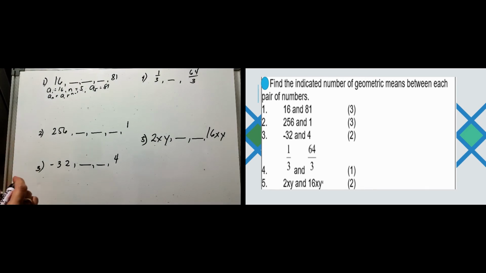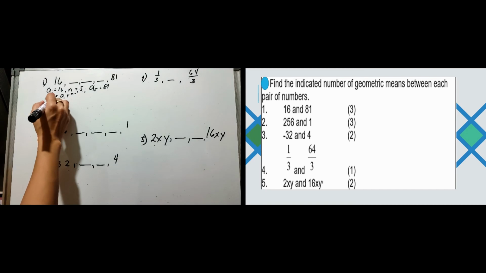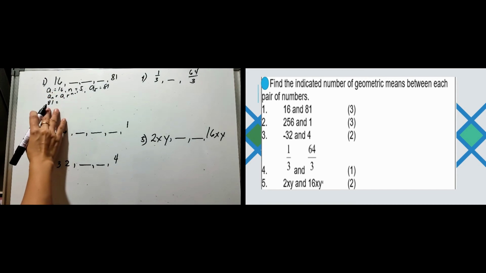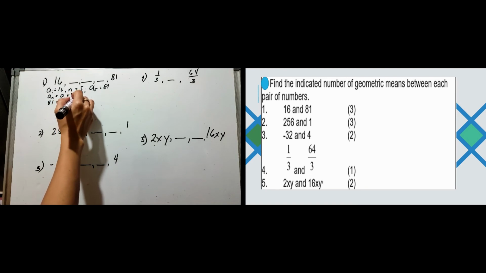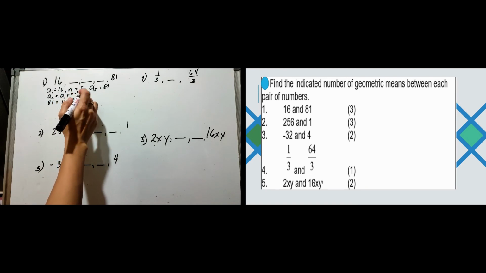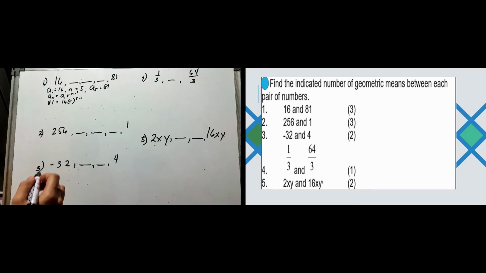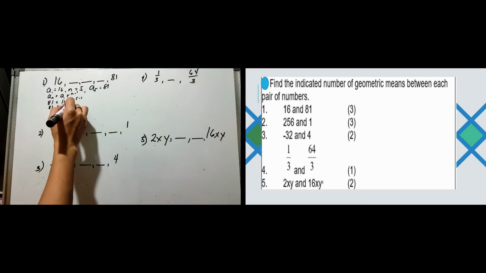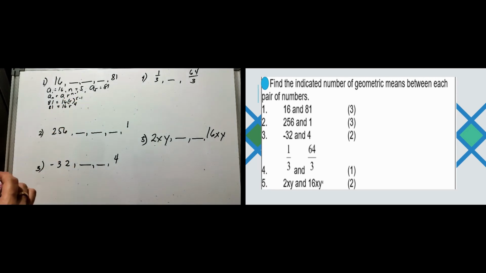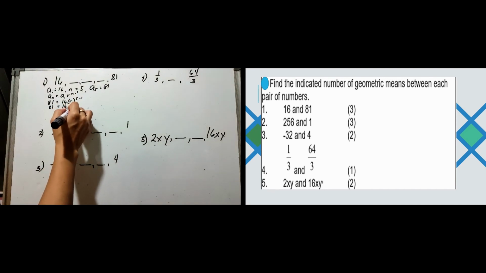And then we're going to substitute the given. So we have 81 equals 16 times the common ratio that we don't know, raised to 5 minus 1. So we're going to have in here 81 is equal to 16 r to the 4th power. Divide both sides by 16.